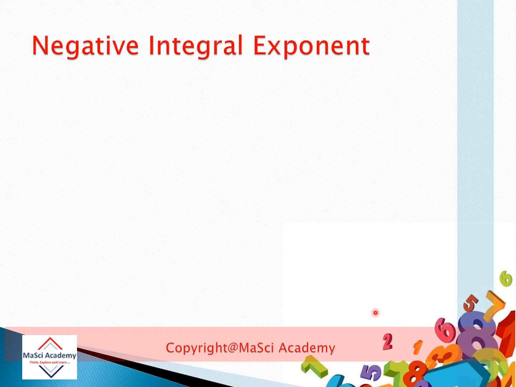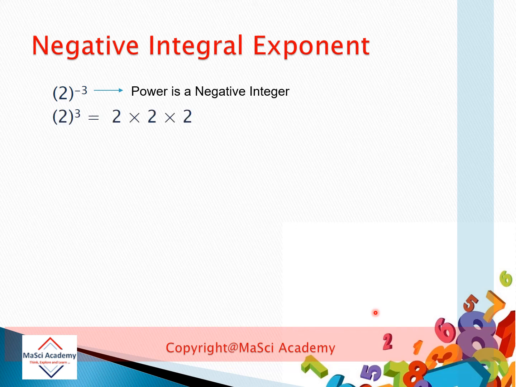Let's now come to negative powers of a number. 2 to the power minus 3. Here the power is a negative integer. This is called negative integral exponent. We know that 2 cube is equal to 2 multiplied by itself 3 times. So what does 2 to the power minus 3 mean? This is equal to 1 upon 2 multiplied by itself 3 times, which is 1 upon 2 cube. Similarly, 3 to the power minus 2 is equal to 1 upon 3 square.